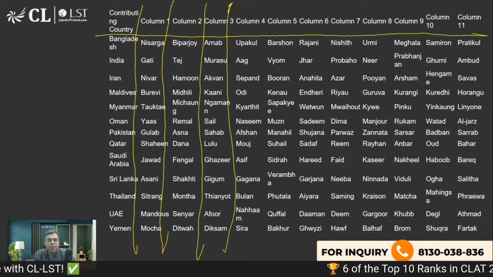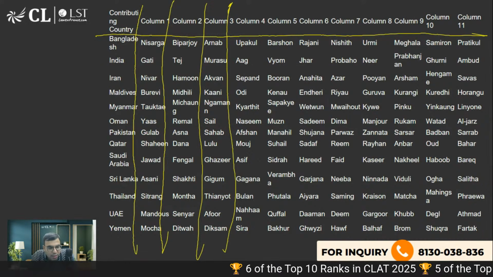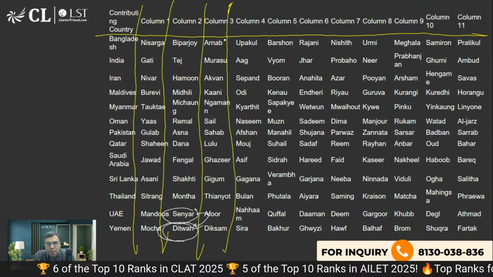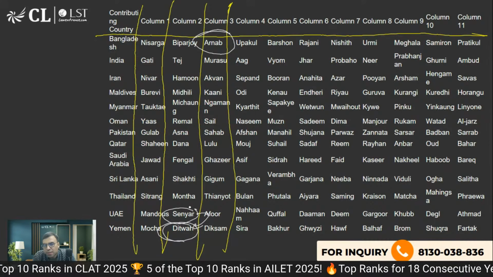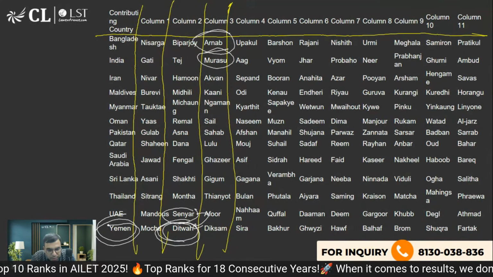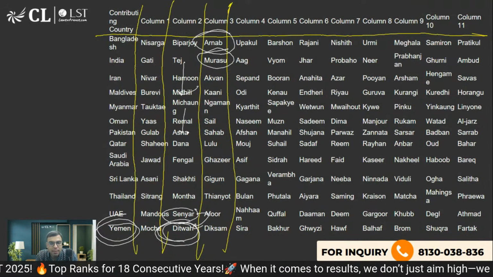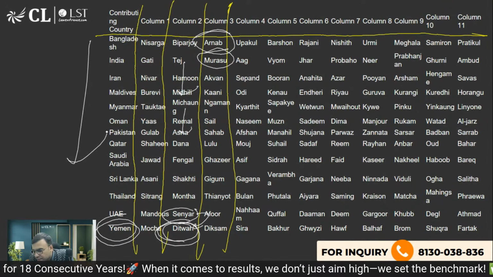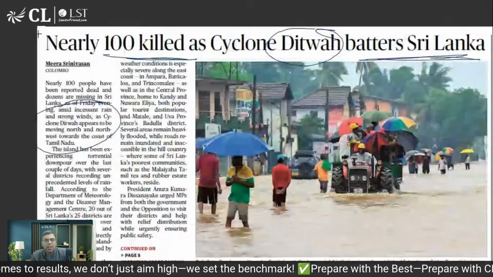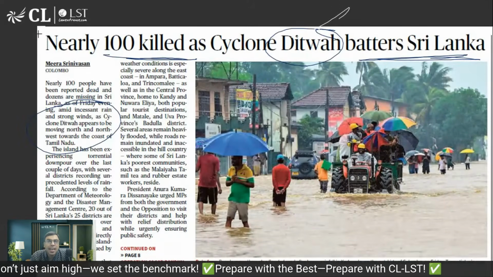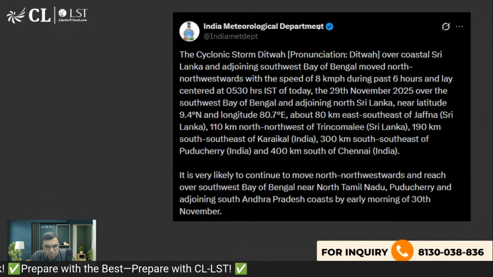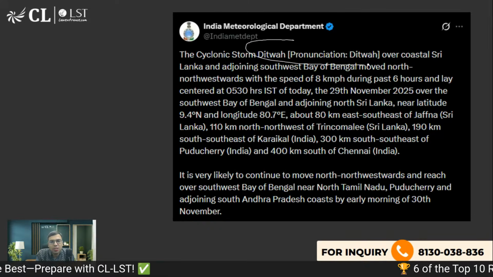For example, the last one that happened is Senyar. So the next one that will be happening is Ditwa. This is how the names go. After that, the next name would be Arnab, then Morasu. Ditwa has been named by Yemen. The naming goes from top to bottom like this. So the last cyclone was Senyar, and the next one is Ditwa. Any cyclone that happens in the Arabian Sea, Indian Ocean and Bay of Bengal is named like this.